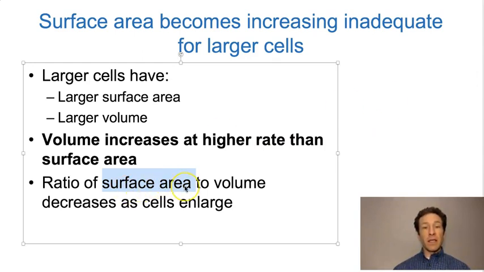So the surface area does not get smaller as a ball gets larger, it gets larger. However, the volume gets larger at an even faster rate than the surface area. So the amount of surface area relative to volume is decreasing as the cell gets larger.